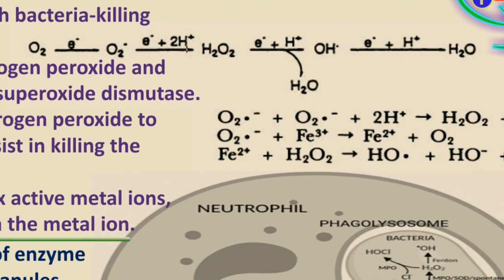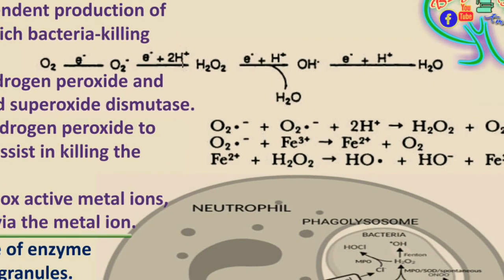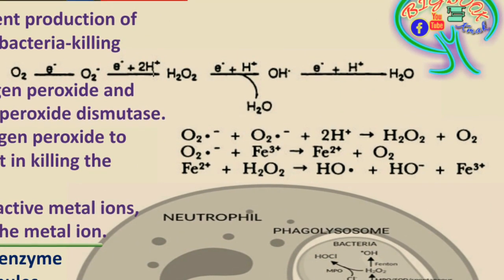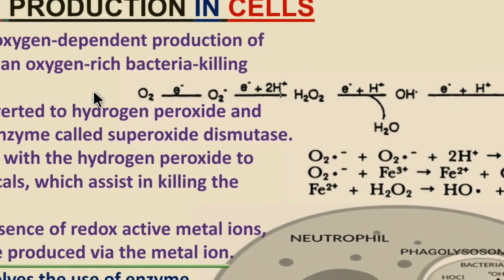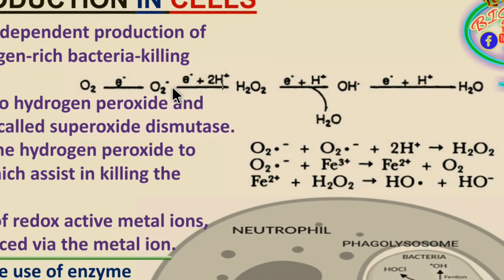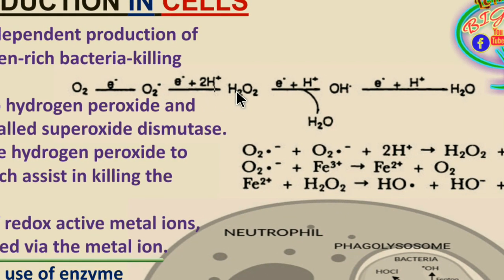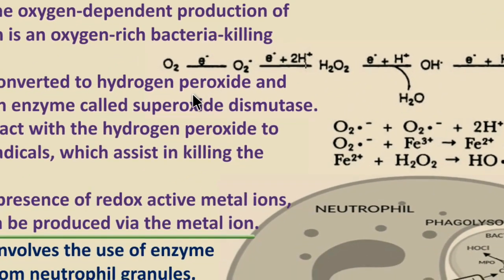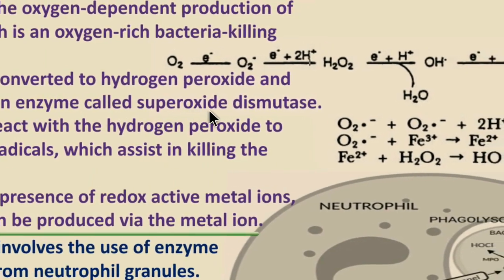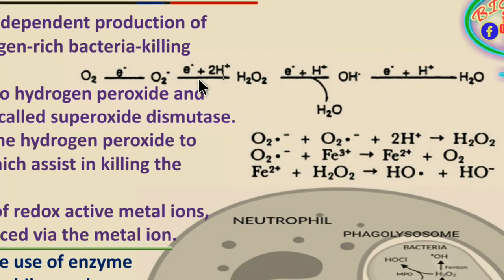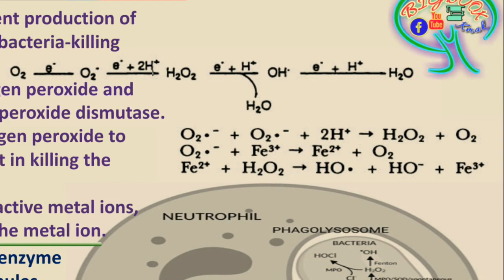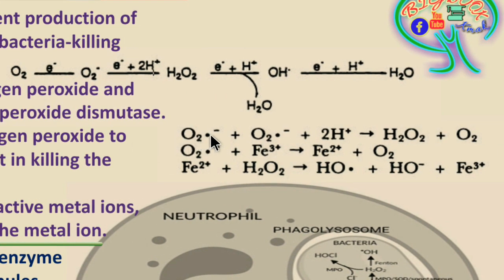Guys, as per the explanation here, we can see that the superoxide is going to form hydrogen peroxide and singlet oxygen in the presence of superoxide dismutase. So here you can see the superoxide is going to react, and there will be the formation of hydrogen peroxide. Now here the same reaction has been depicted.